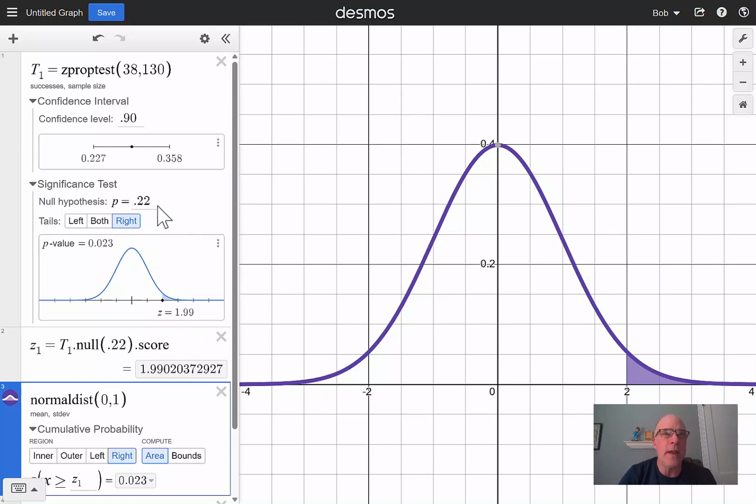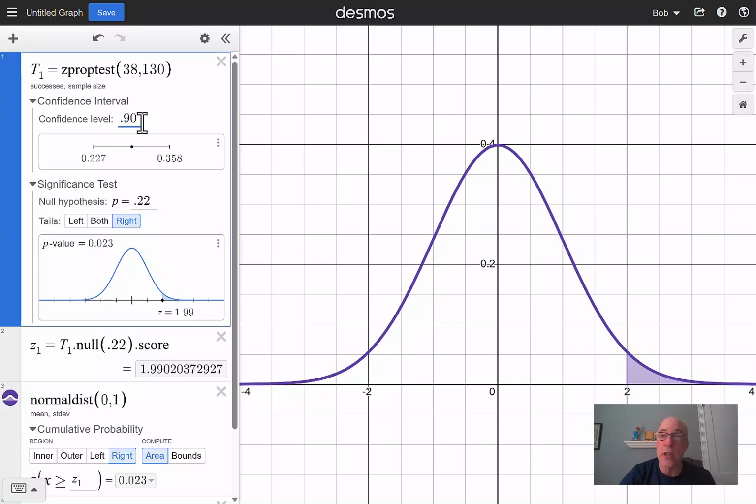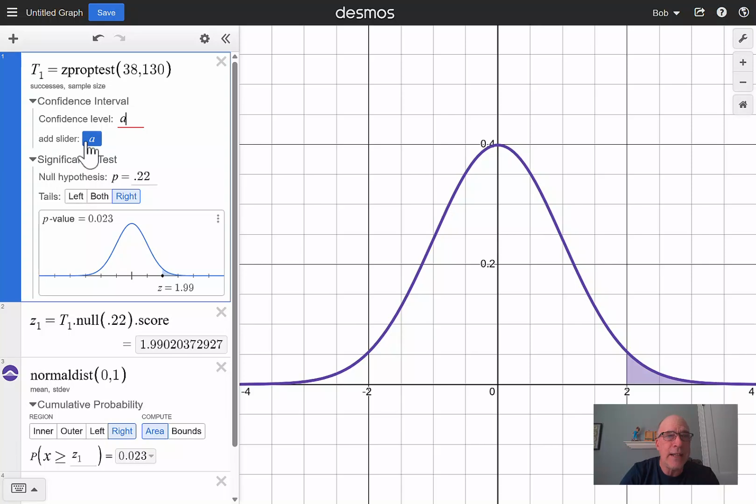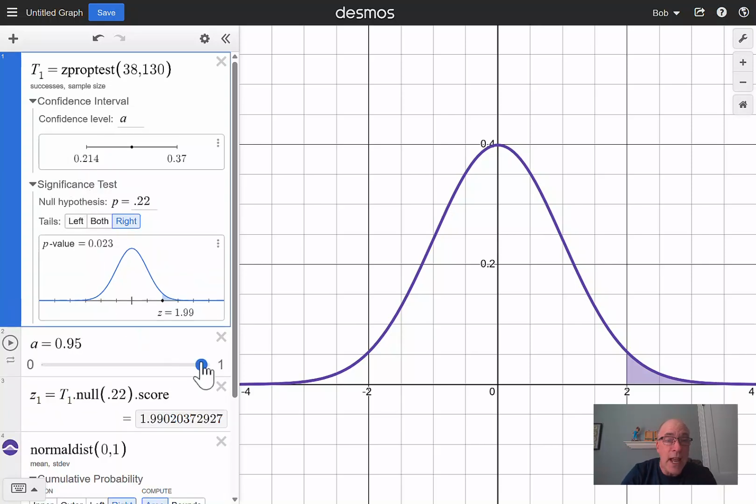Let's look at one other thing here. I want to go back to the confidence interval. Just like in the last question, it's always fun to play with sliders and see what happens to generalize things. Under confidence level, let's make that an A. Let's see what happens. Add a slider for A. Oh, it's down here. My confidence level can be between 0 and 1.